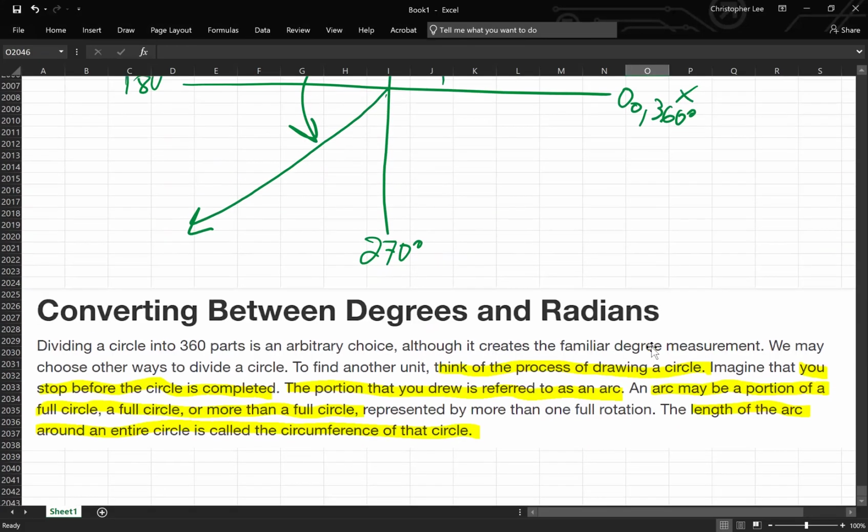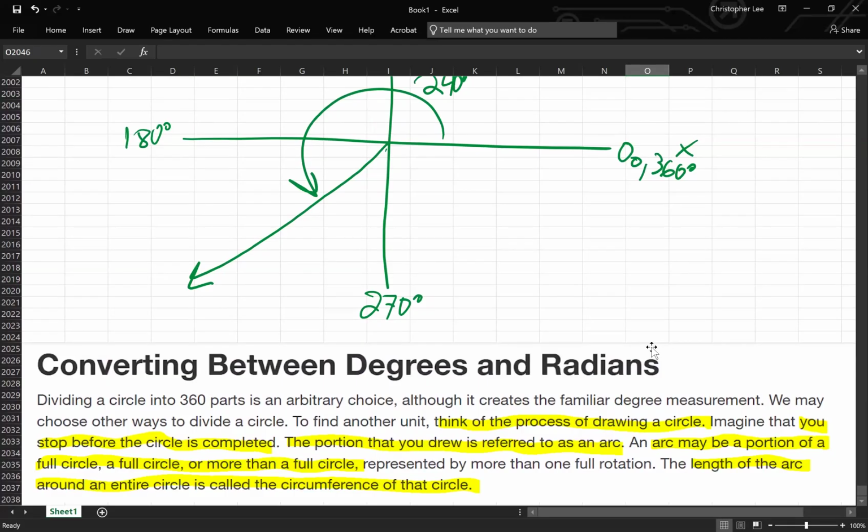All right, let's talk about converting between degrees and radians, right? Dividing a circle into 360 parts is an arbitrary choice, although it creates the familiar degree measurement. We may choose other ways to divide a circle, right? To find another unit, think of the process of drawing a circle. Imagine that you stop before the circle is complete. The portion that you drew is referred to as an arc, right? An arc may be a portion of a full circle, or more than a full circle, represented by more than one full rotation. The length of an arc around an entire circle is called the circumference of that circle, right?